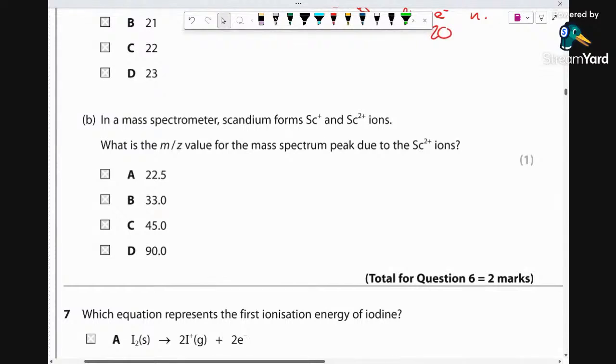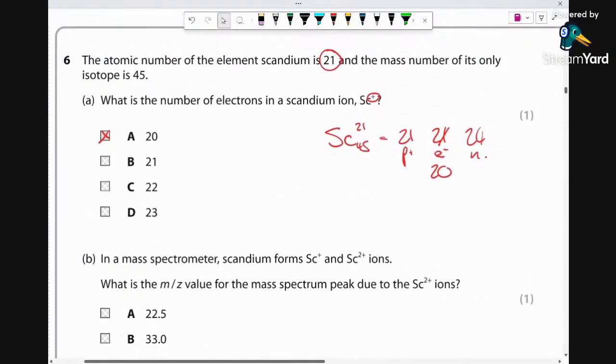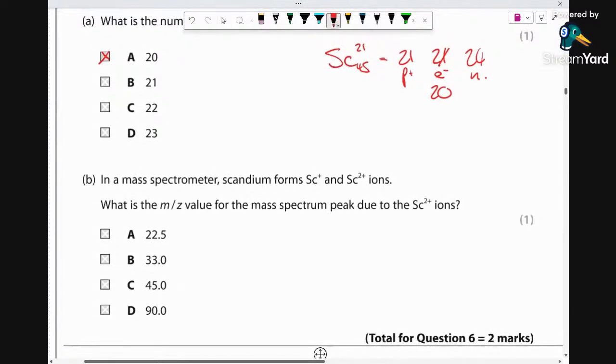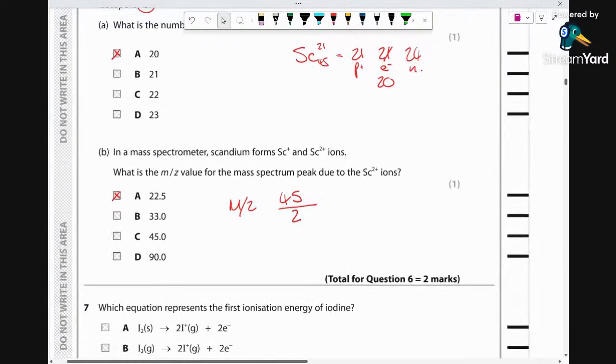What is the M/Z value for the mass spectrum peak of the scandium 2+? Okay, so if this is the only ion, we know that we've got mass over charge, what we call the M/Z value. M/Z literally tells you what they're doing. It's the mass, 45, over the charge. So if this is going to be a +2, I'm dividing 45 by 2. I know I can do it in my head, but I don't want to. 22.5 is going to be the peak I'm going to see. Cool. Nice and easy, that one, folks.